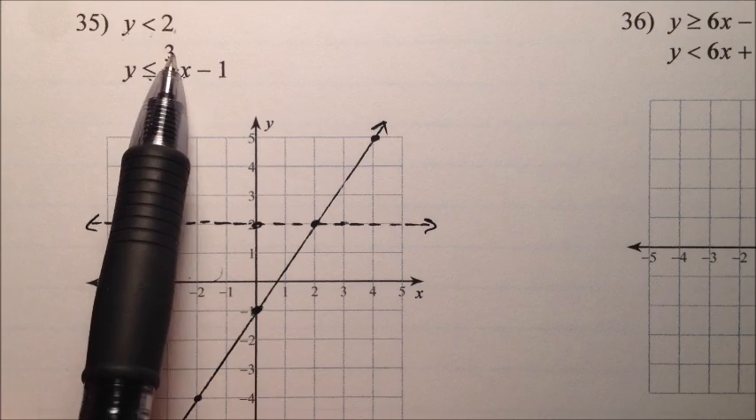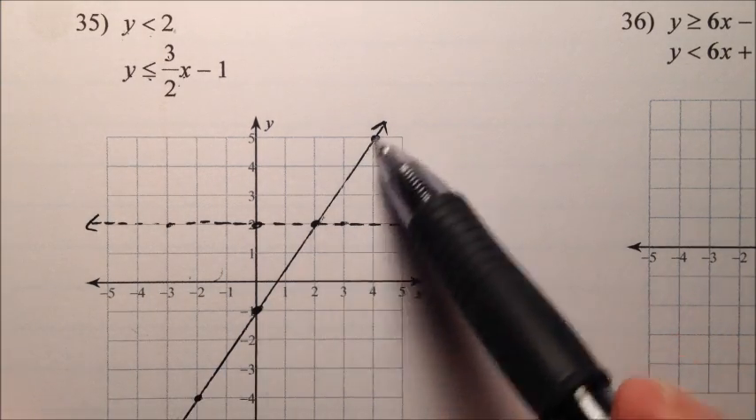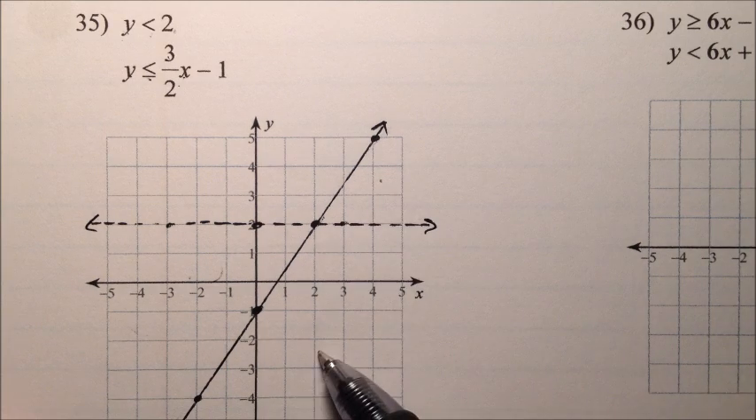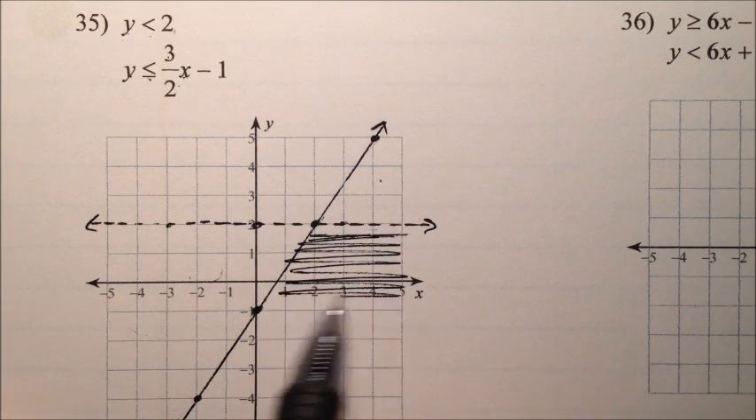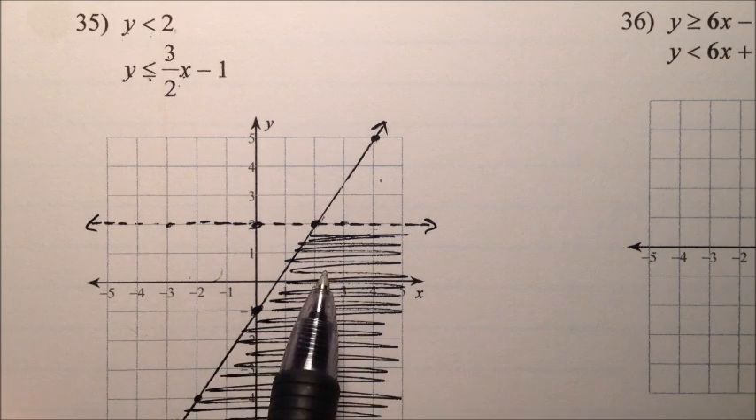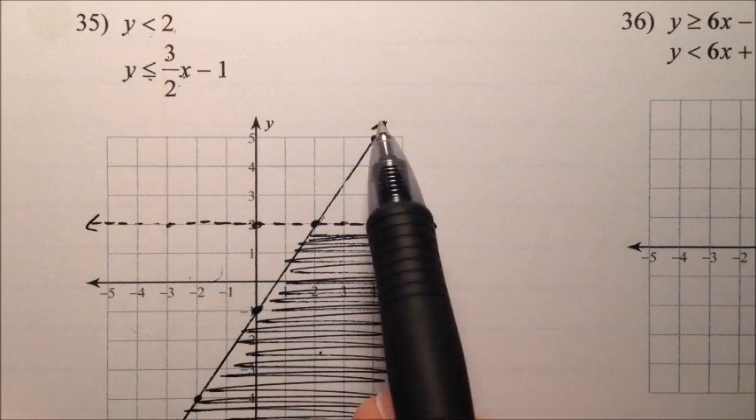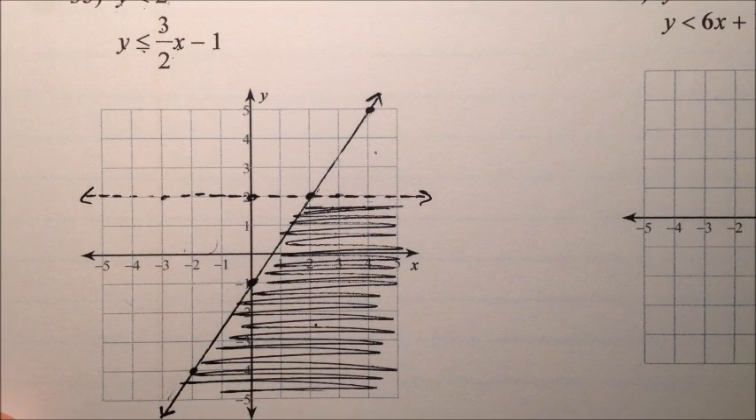Y is less than or equal to 3 halves x minus 1, so it'll be less than this guy. If it's less than this guy, it'll be him or him. And then obviously we duplicated him, or said him twice, because he's the solution region that works for both lines. So it'll be below both of them, below him and below him. That'll be the solution region for number 35.